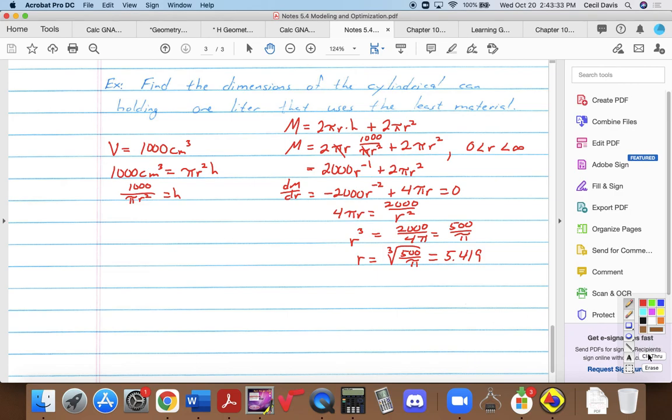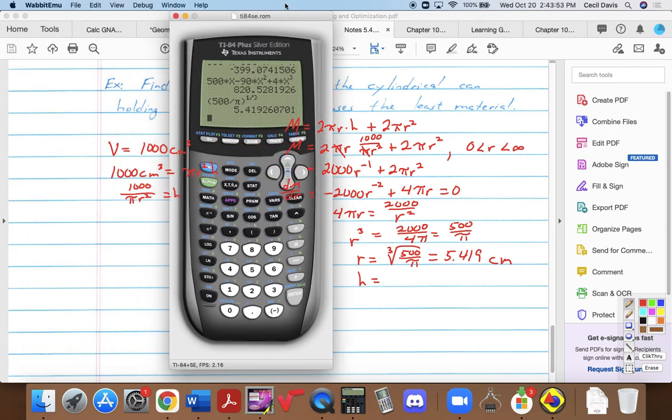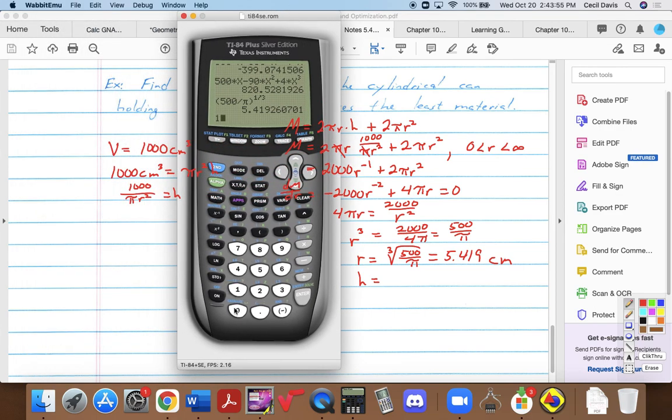And then we want to find the height as well, because it asks for the dimensions. Fortunately, we have an equation for that. You have this value already in there, so you don't have to retype it. It's just going to be 1,000 divided by pi times my previous answer squared.